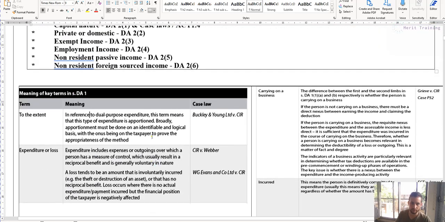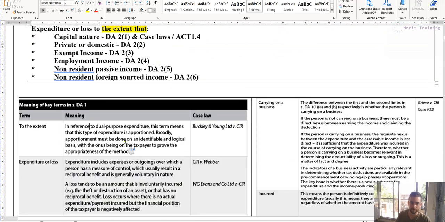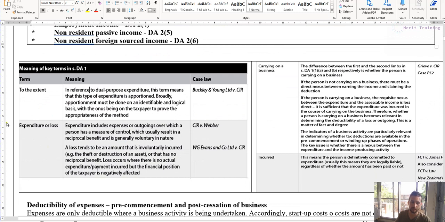So some of the key terms that are used in these definitions are "to the extent" and "expenditure or loss." This is kind of self-explanatory, but basically the key point for "to the extent" is, if there's a private or business component, to the extent basically means what is the proportion, and you only get up to that proportion that it is related to business as a deduction.